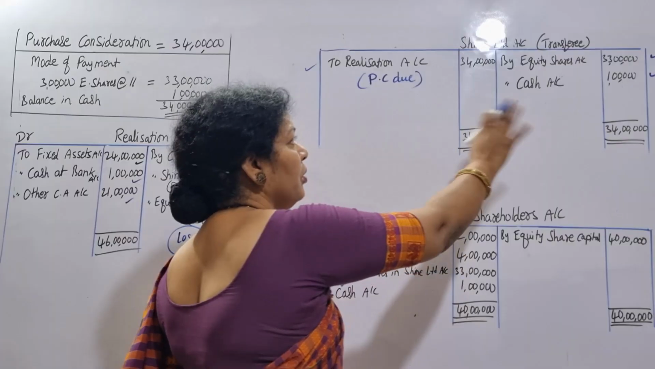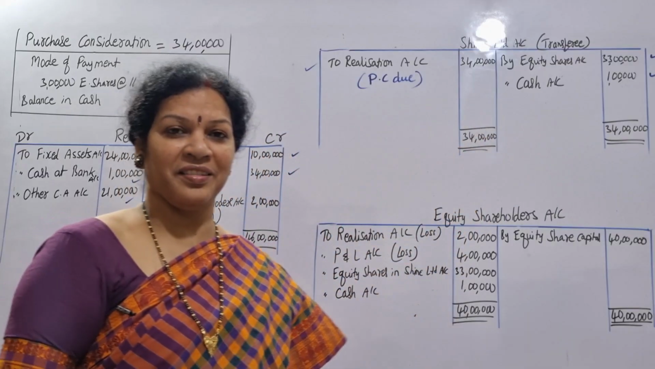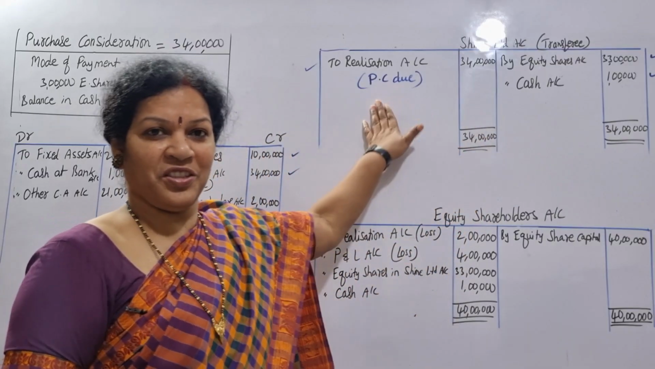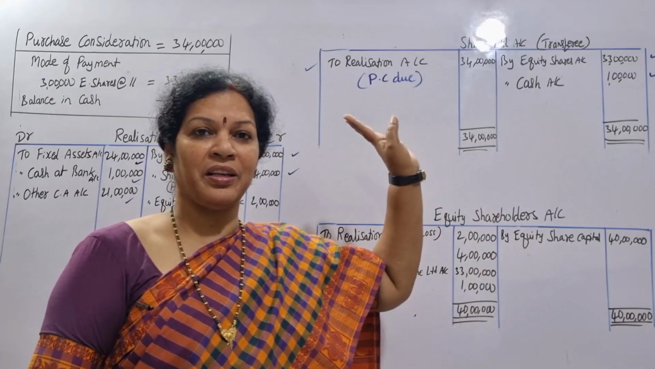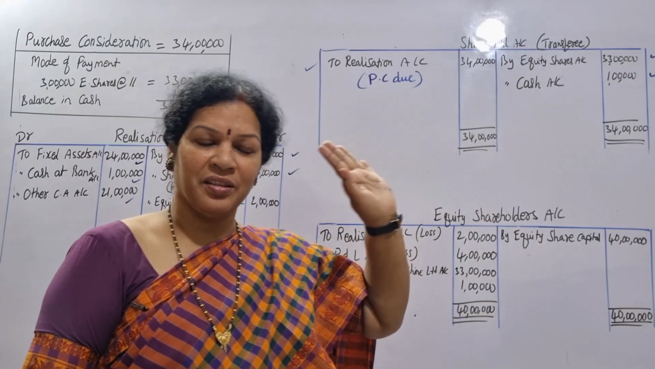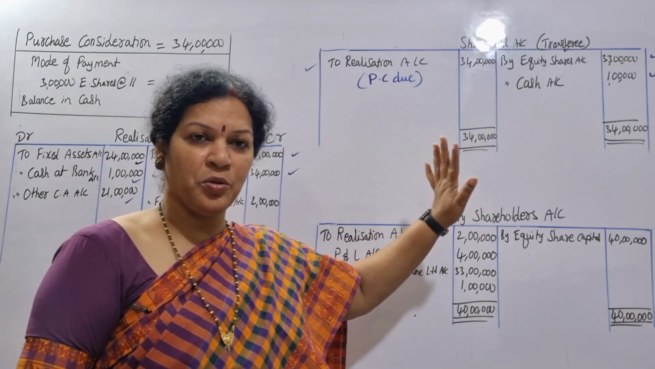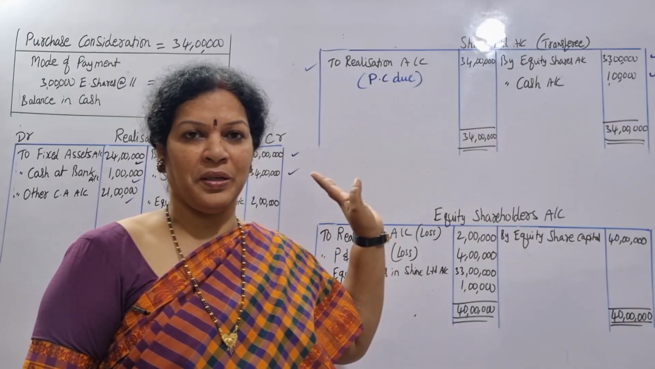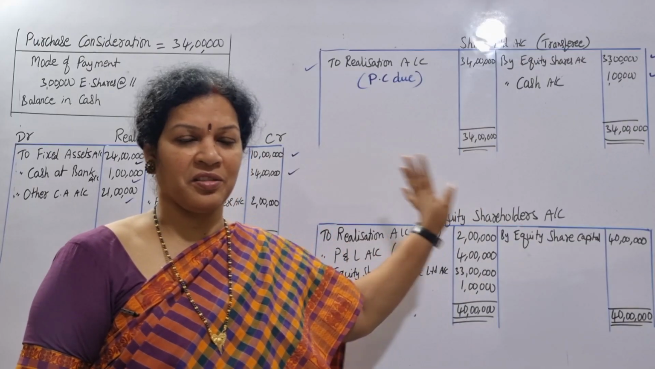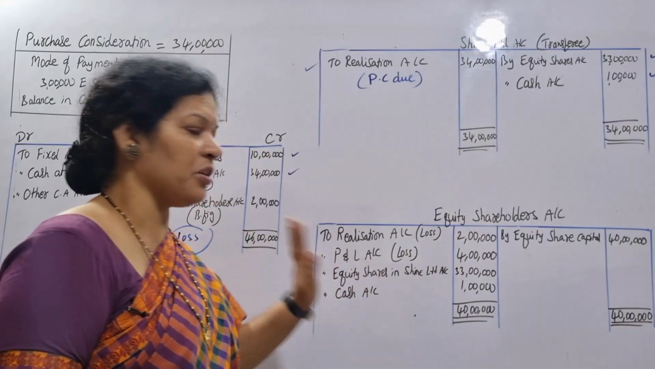Okay. So, settling. Due is this much. Paid 33 lakh in equity shares. Rest of the amount, 1 lakh, is cash paid. That's all, simple. So nothing to worry about in the transferee. How much is due, how he has paid. That's it. Now coming to the equity shareholders account.